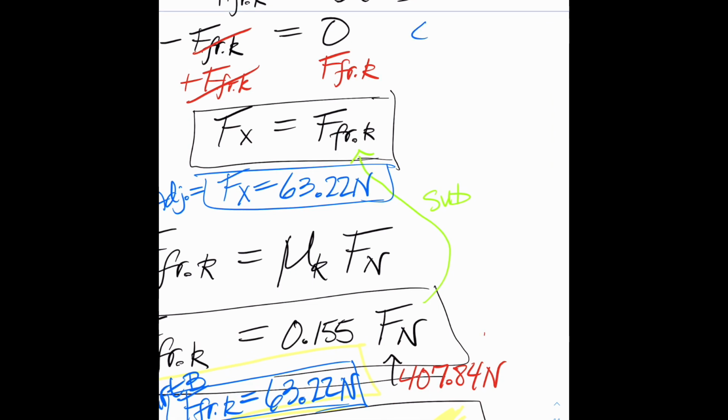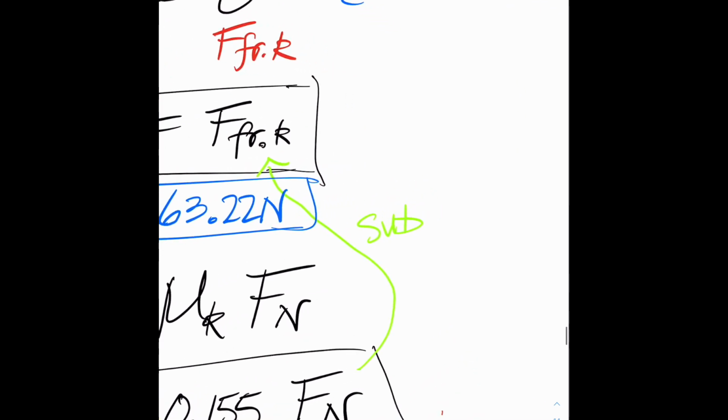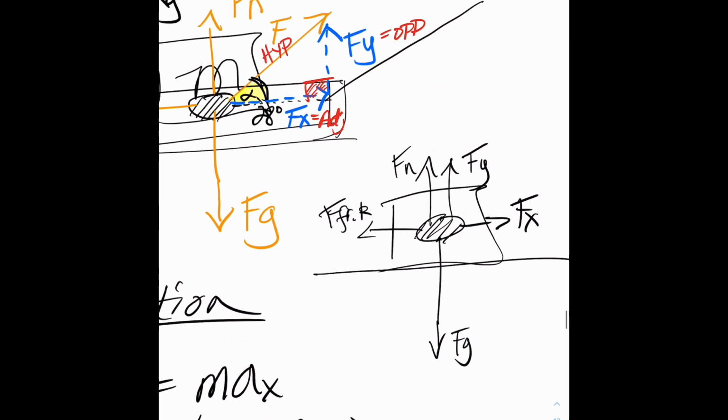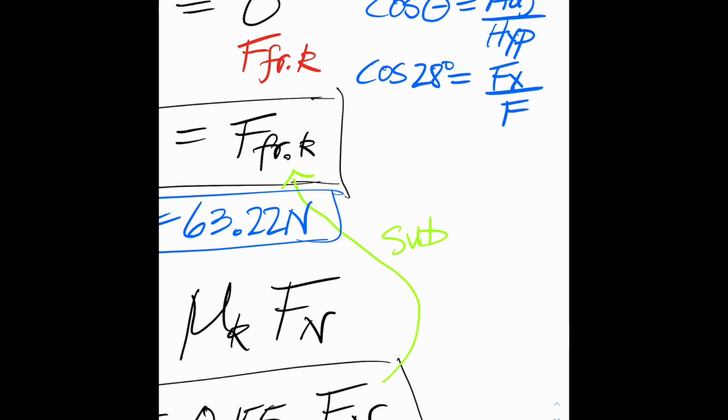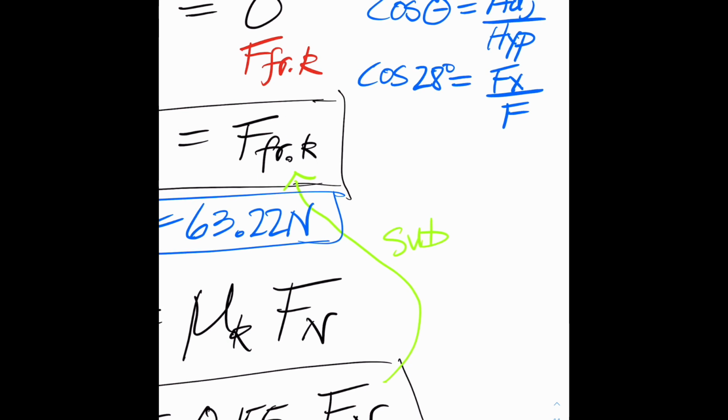So we're saying that cosine theta, I think it might be alpha, but whatever, is equal to the adjacent over the hypotenuse. And that angle, I believe, was 28. Let's go check. Yeah, 28. And the adjacent is Fx, and the hypotenuse is F. So we can plug in for Fx. Probably move this around, right?